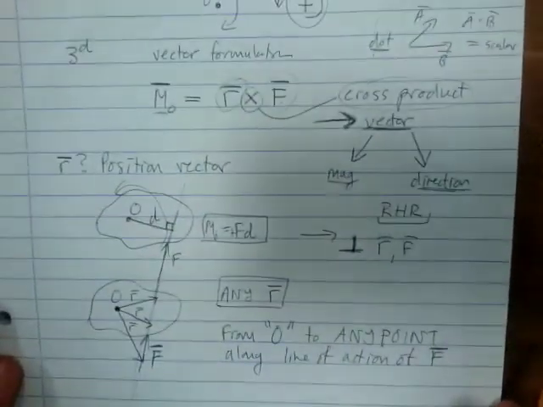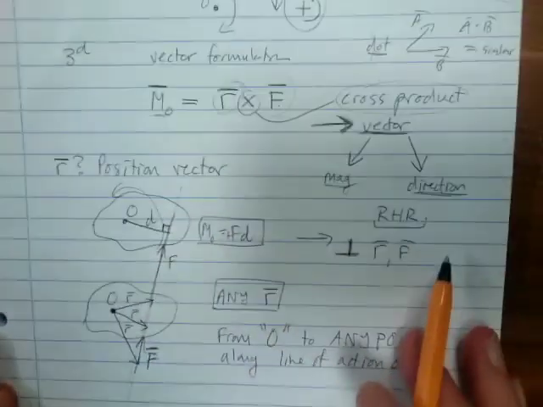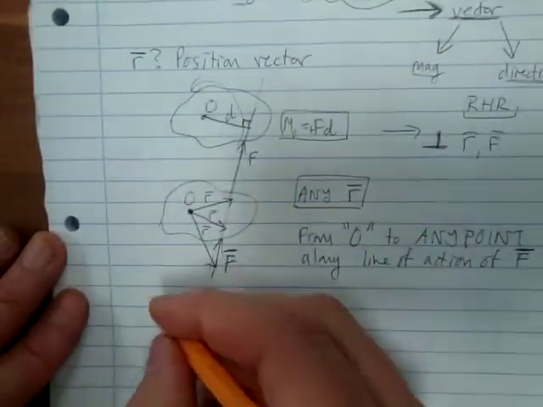Now, how do we actually calculate the cross product? How do we calculate the cross product?